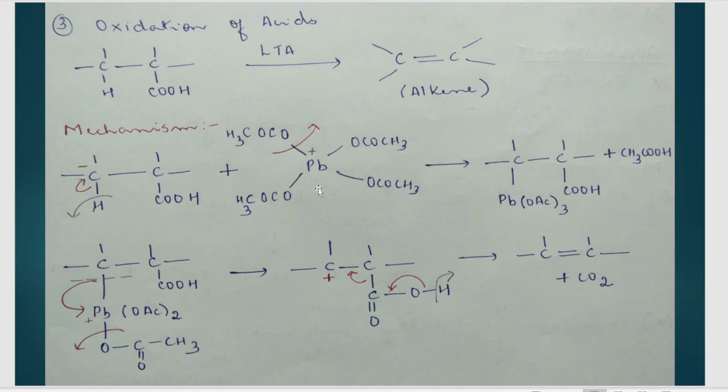And we have taken lead tetraacetate. Once again, one acetate group leaves, so Pb will get a positive charge. This acetate group will combine with this H to give CH3COOH, which is the first byproduct here. And what are we getting? Pb has a positive charge, carbon here has a negative charge, so it just gets attached to Pb.